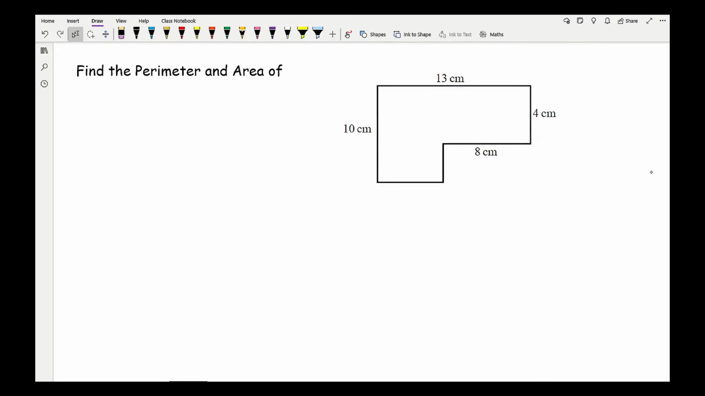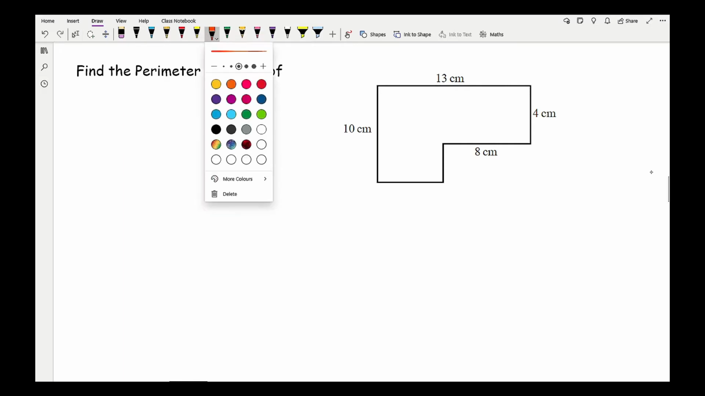So in this question, we're asked to find the perimeter and the area of this shape. So first things first, I'm going to establish how is this shape created? Well, this shape is created by, I would say, 2 rectangles. Next thing I then got to look at is, do I know the lengths of all the sides? Well, in this case, no. So starting off with the perimeter.